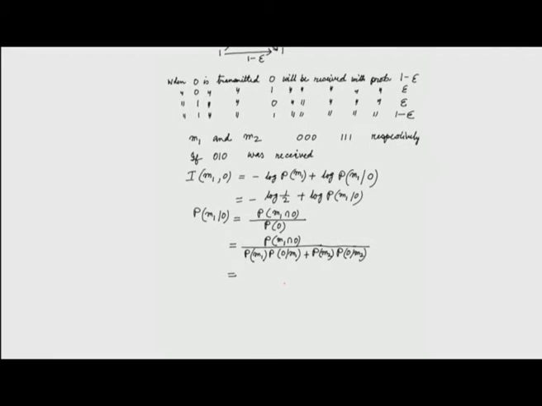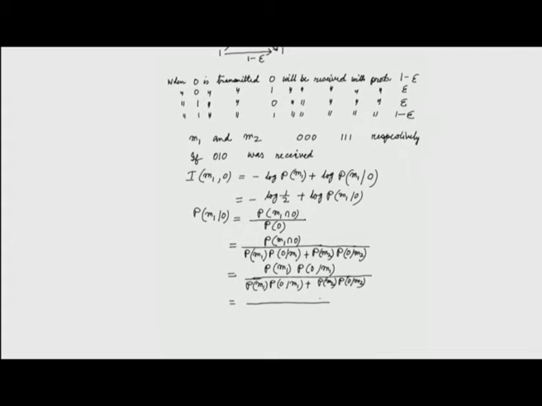So, this numerator can be written as probability of M1 into probability of 0 given M1, divided by probability of M1 into probability of 0 given M1 plus probability of M2 into probability of 0 given M2. So, these probabilities we have to find.